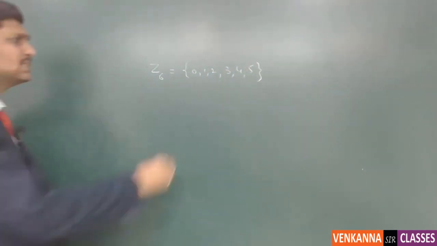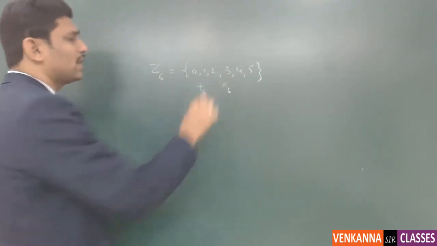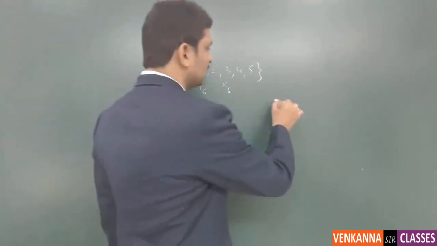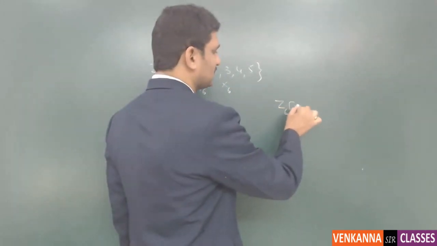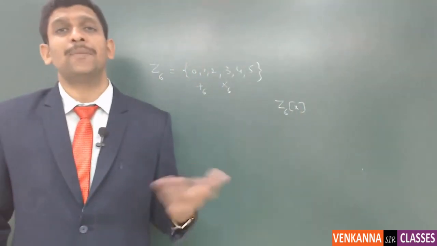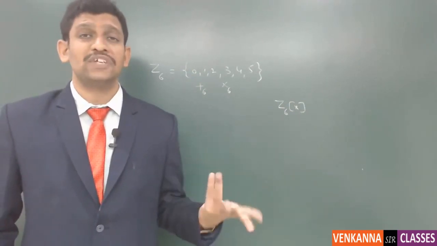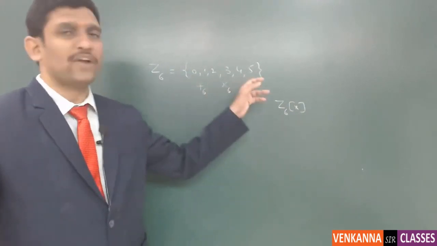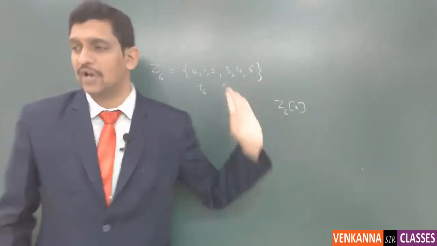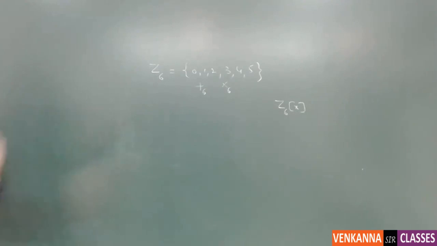Now, consider the ring Z6 with respect to addition modulo 6 and multiplication modulo 6 operations. The corresponding polynomial ring here is nothing but Z6 of x. It means that you can consider any polynomial of any degree where the coefficients are nothing but 0 to 5 only. Other numbers will not come here. Such kind of polynomials we are taking care.